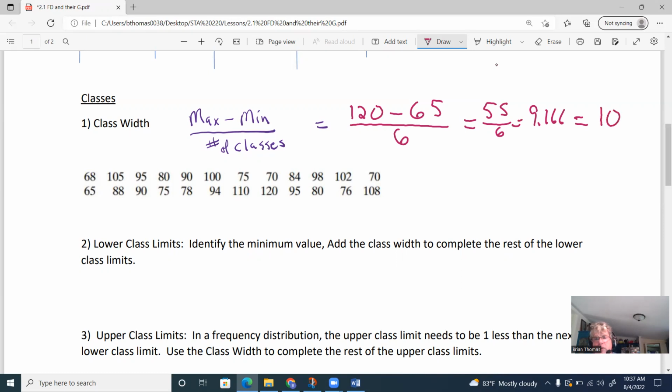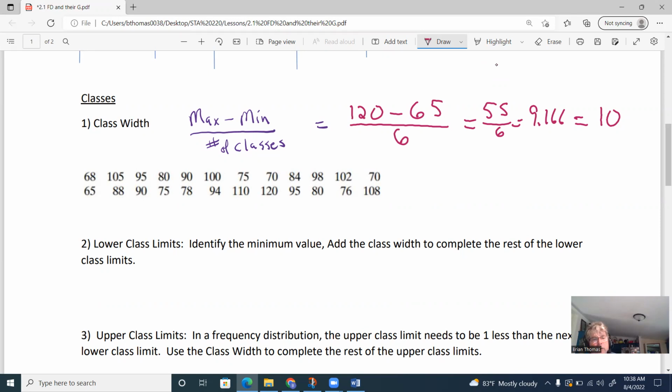If the answer was an integer, we would also want to round up to the next integer. So if we actually got 9, they would still want us to round up to 10 for our classes. So whatever we get in our maximum minus our minimum divided by number of classes, there's typically this rounding up by 1. Keep that in mind as you develop your class width. So my class width is 10.